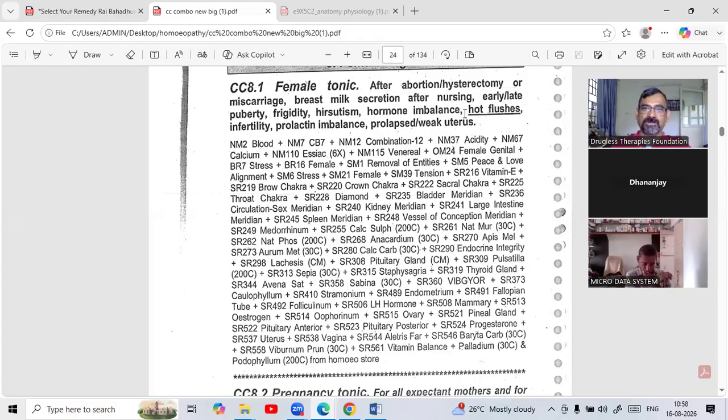Female tonic after abortion, hysterectomy or miscarriage, breast milk secretion after nursing, and hirsutism. Hirsutism is male-like hair growth in the female, which is a common thing. For that also, to make a perfect female, we use this, as well as for hormone imbalance and underdeveloped breasts. For that also we can use 8.1.